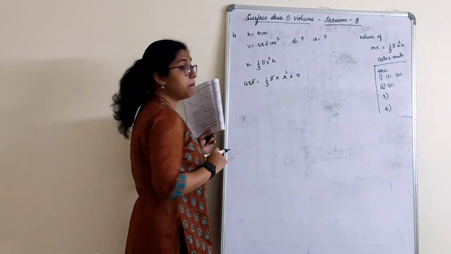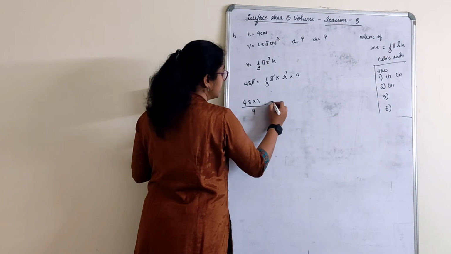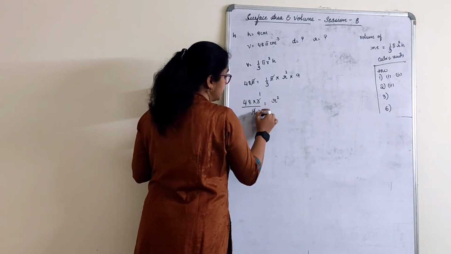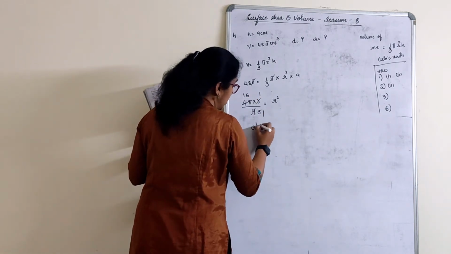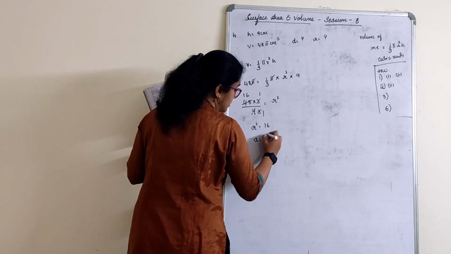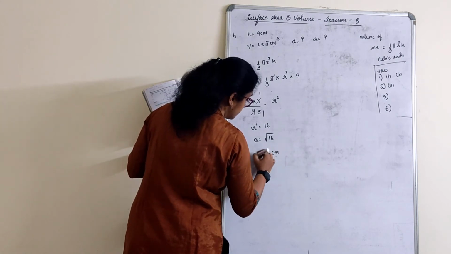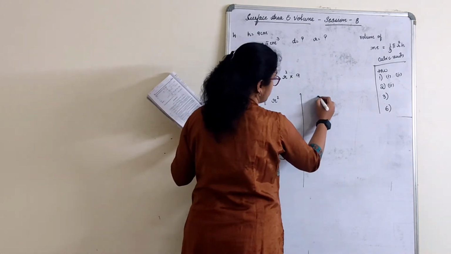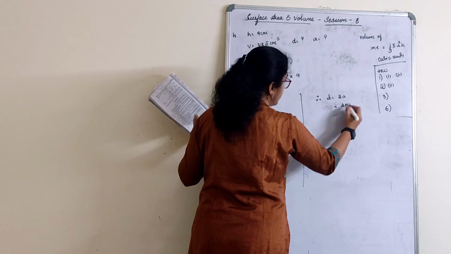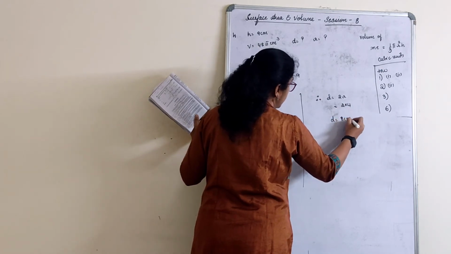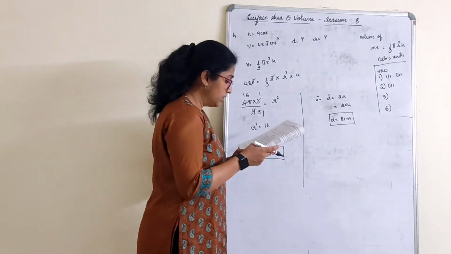48, and pi and pi will get cancelled. 48 into 3 divided by 9 is equal to r square. 3 ones are 3, 3 threes are 9, 3 sixes are 18. R square is equal to 16. R is equal to root 16. R is equal to 4 centimeter. Therefore, diameter is equal to 2 times r. 2 into 4, diameter is equal to 8 centimeter. Simple calculations, right? Now, fifth one.